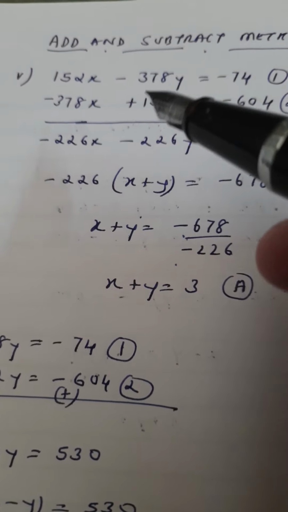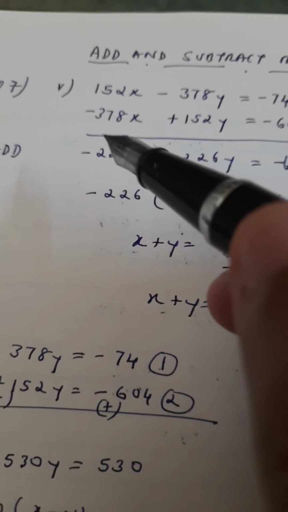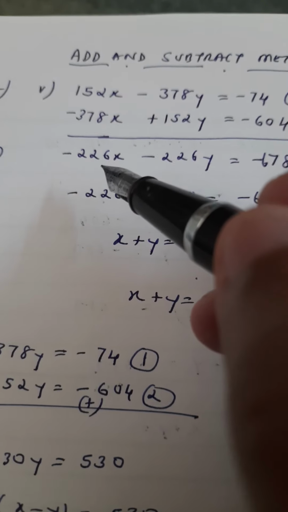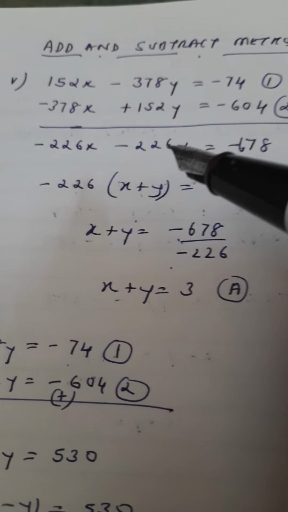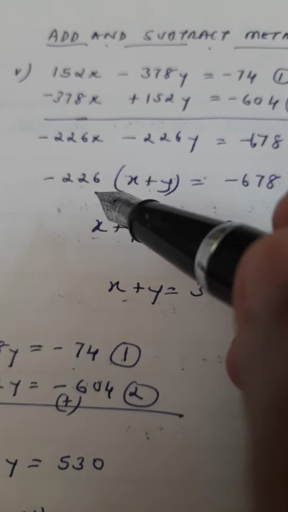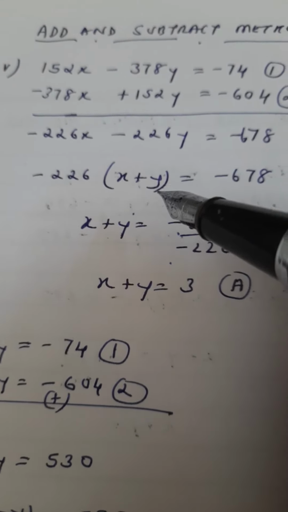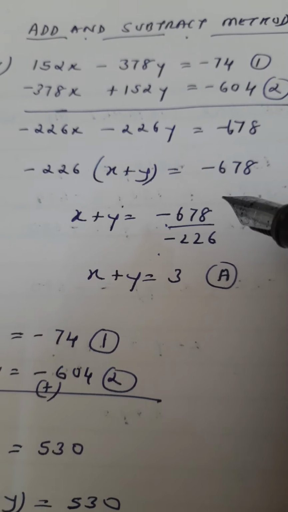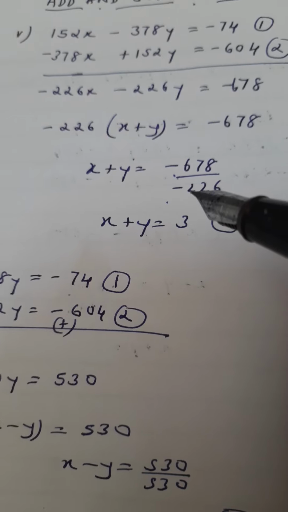So what is the method here? As the method suggests, add and subtract, you simply add it. Don't do anything. No multiplication required. Just add it. So when you add these two, you will get minus 226x minus 226y equal to minus 678. Take minus 226 common. So inside the bracket, you get x plus y equal to minus 678 as it is. So x plus y will be minus 678 upon minus 226.